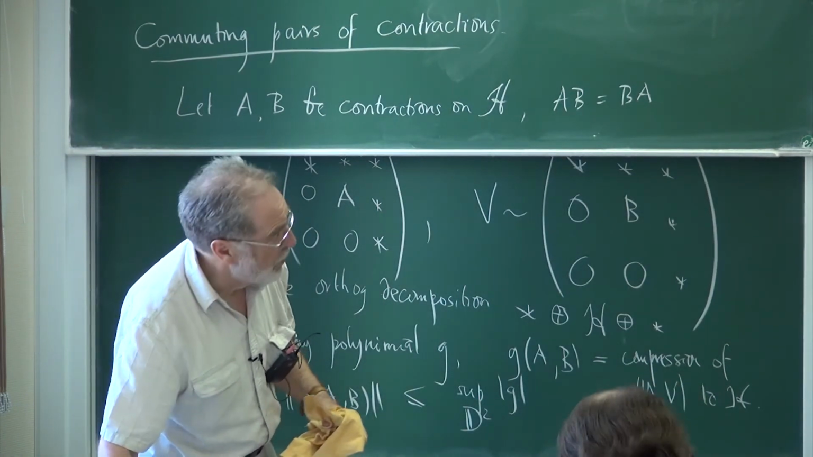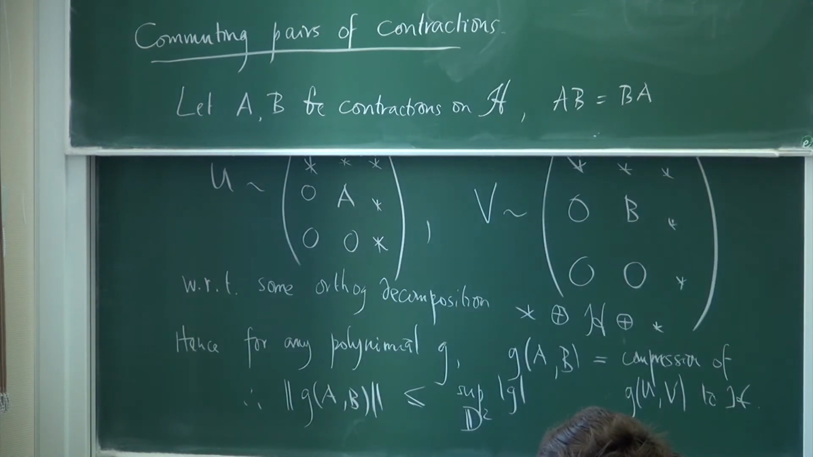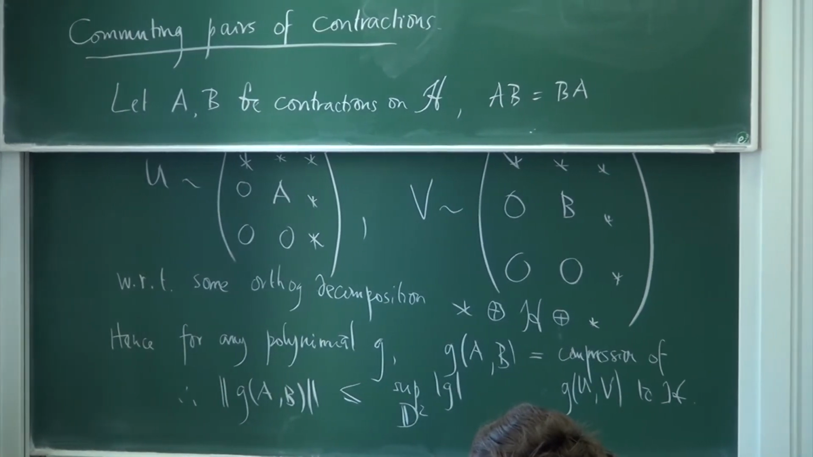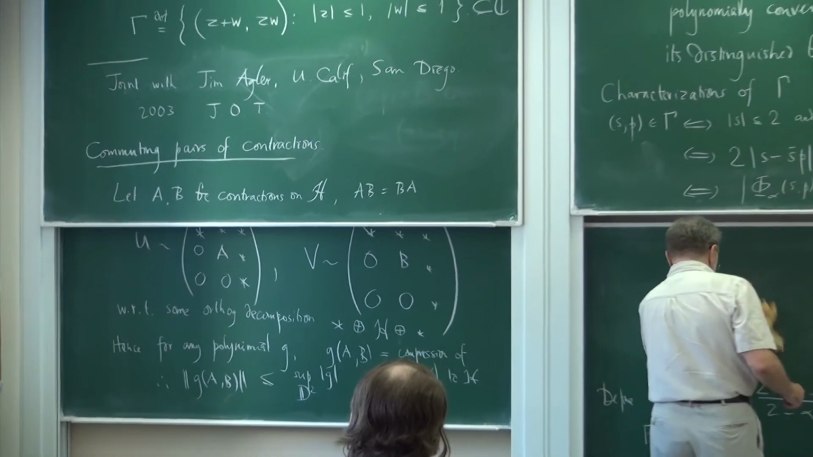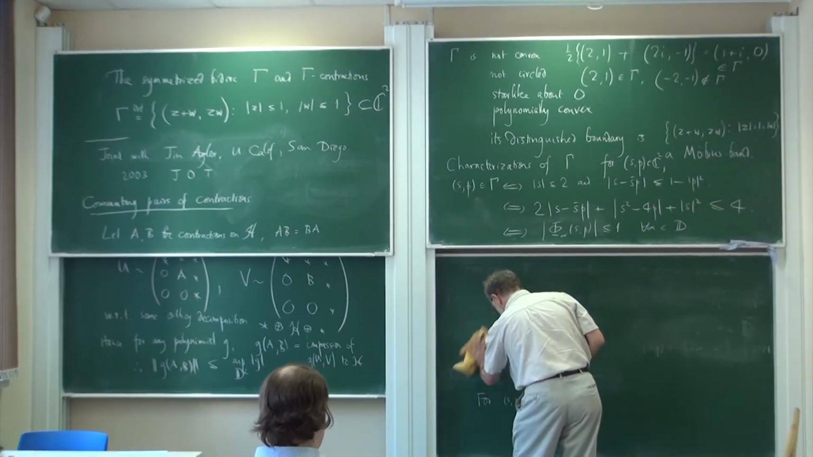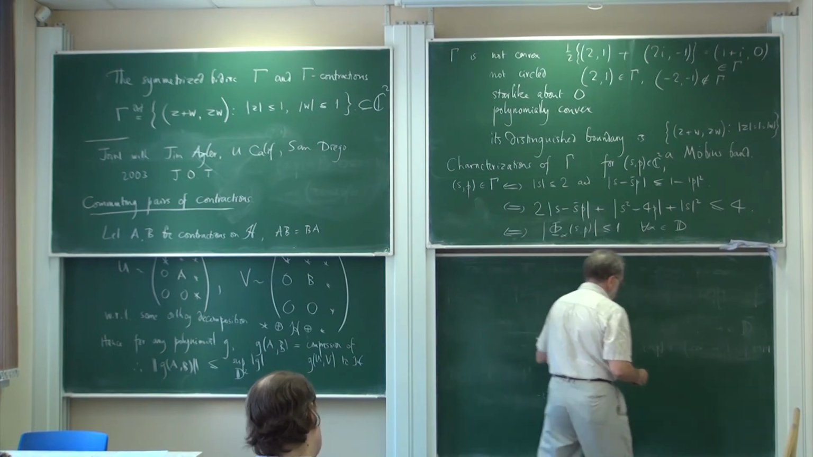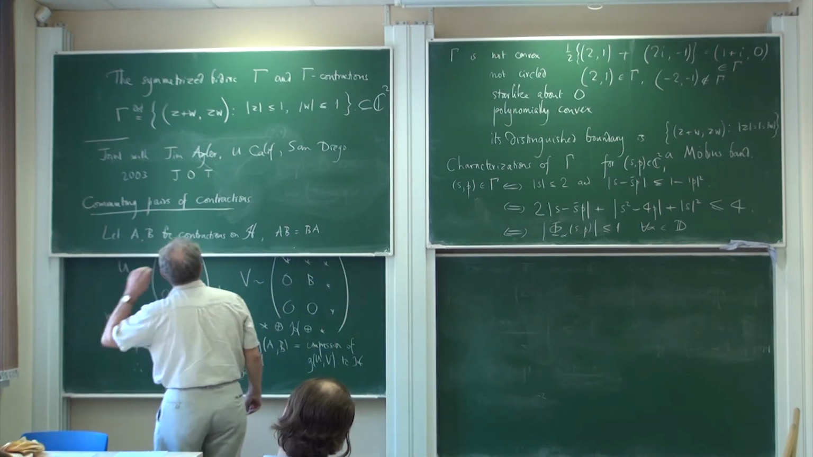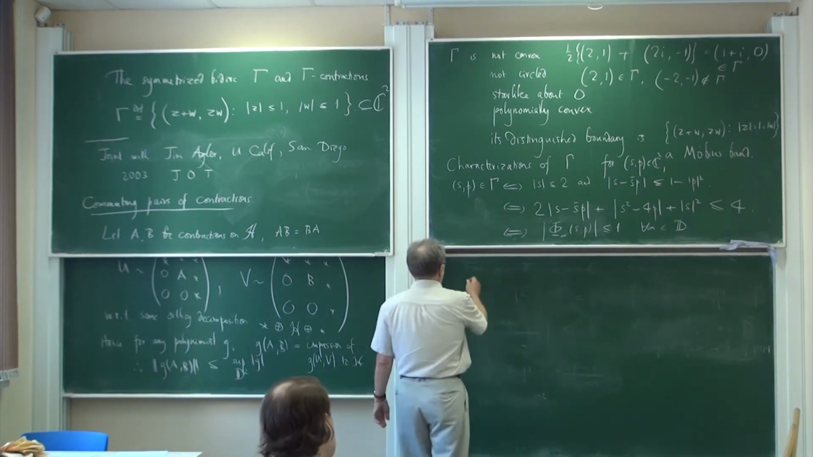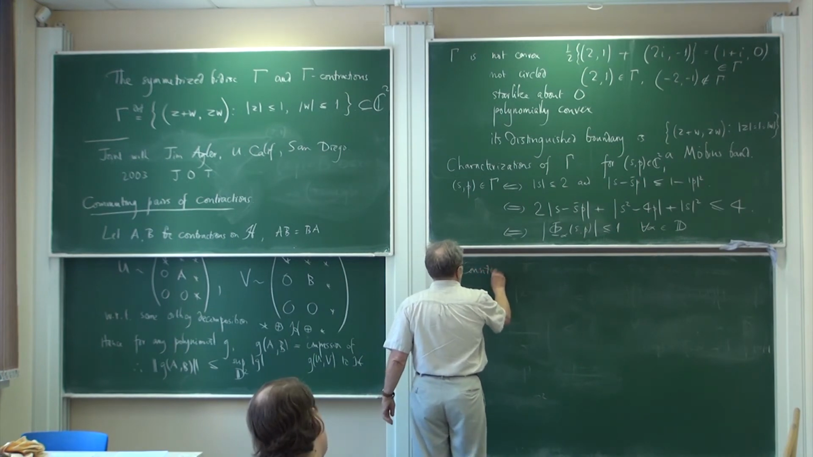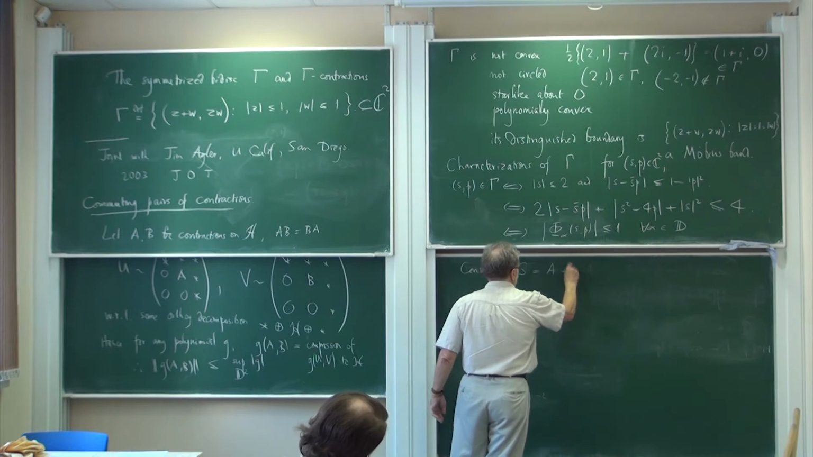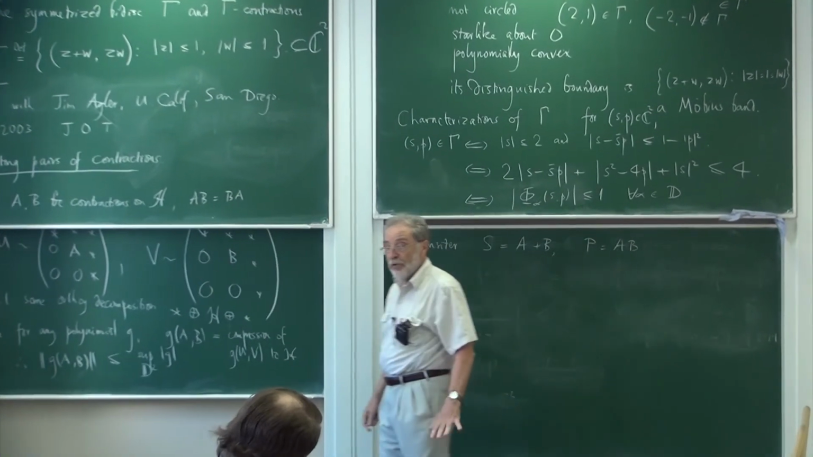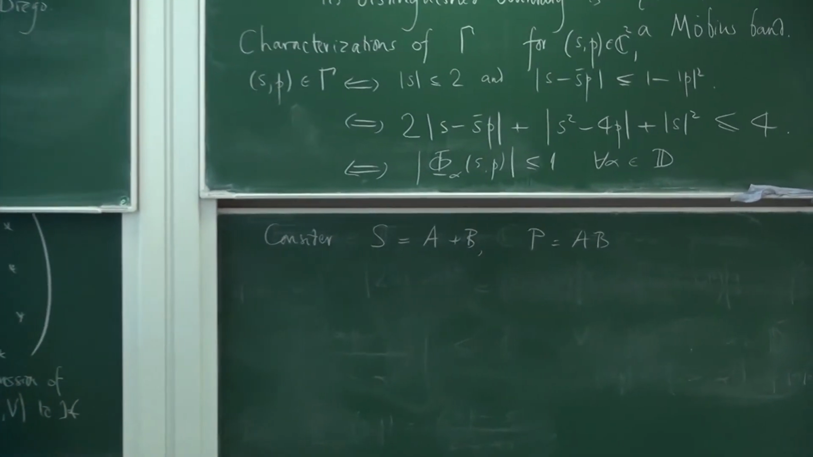And now a consequence of this observation, it's more than an observation, a consequence of this major theorem, it tells us something about the symmetrization of the operators A and B. So A and B are commuting contractions, and we can consider the operators S equals A plus B and P equals AB. So these are commuting operators on H.